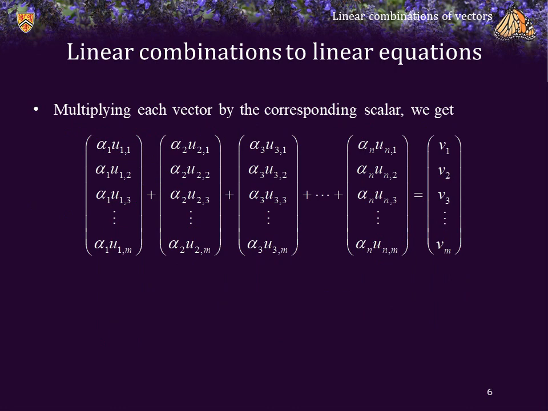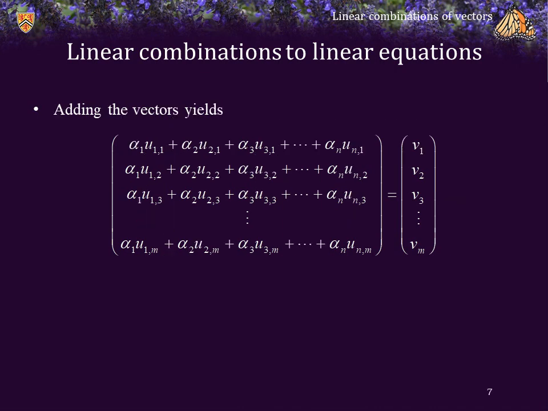Now, if we multiply each of the corresponding vectors by the scalars, then that just multiplies all the entries in the first vector by alpha 1, all the entries in the second vector by alpha 2, and so on and so forth. But now we just have a sum of n vectors in R to the m, which essentially is just adding each of the m entries of each of the n vectors. So, adding the vectors, we get that the vector on the left must equal the vector on the right.